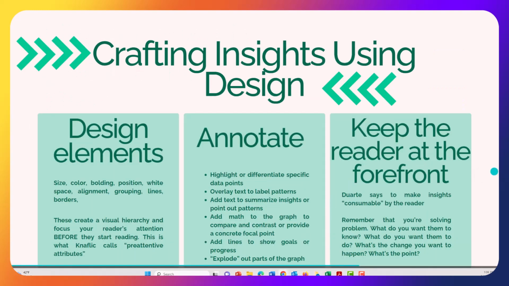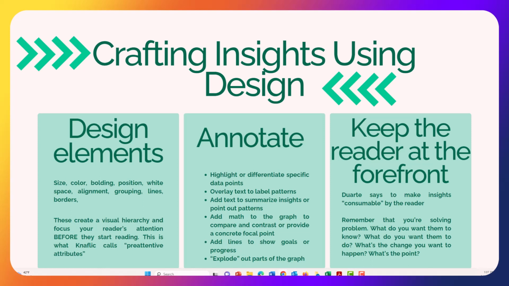You can do this by adding design elements and annotating your data visualization. Design elements like size, bolding, color, shape, white space, etc. can help to create an information hierarchy and focus your reader's attention. Knaflic, in Storytelling with Data, calls this pre-attentive attributes. This means that we can focus our reader's attention before they even start reading.